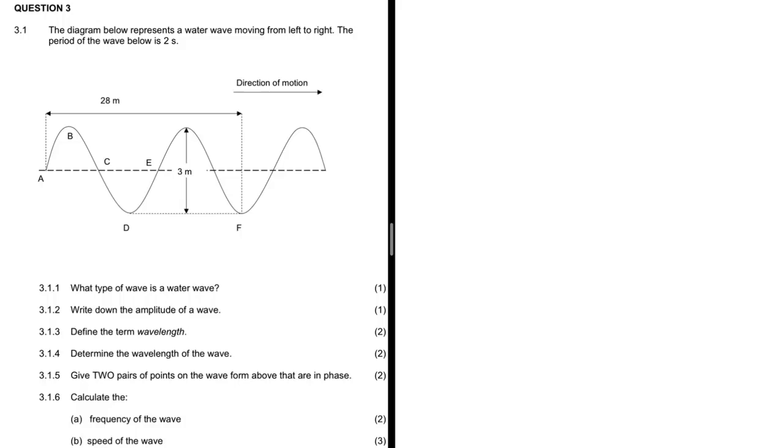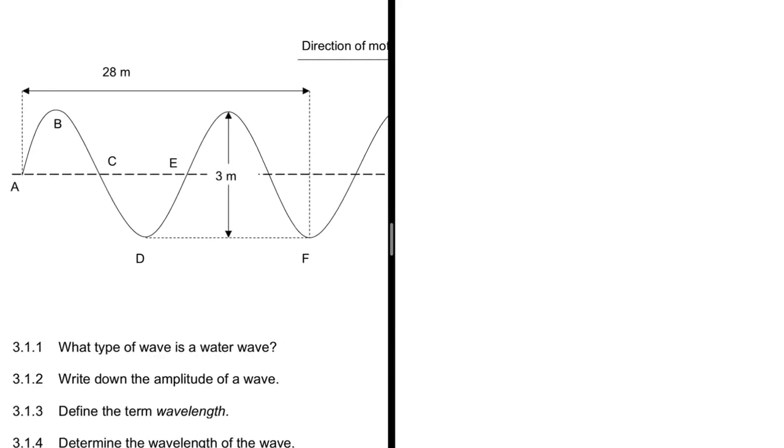And then 3.1.2, write down the amplitude of the wave. Okay, so let's take a look. We know that amplitude is from equilibrium to maximum displacement, right? But this 3 meters is from the trough up there to the crest. So how do we find the amplitude in this case? We say that the amplitude is equal to 3 meters divided by 2, which is equal to 1.5 meters. So there we go. 3.1.2, the amplitude is 1.5 meters.